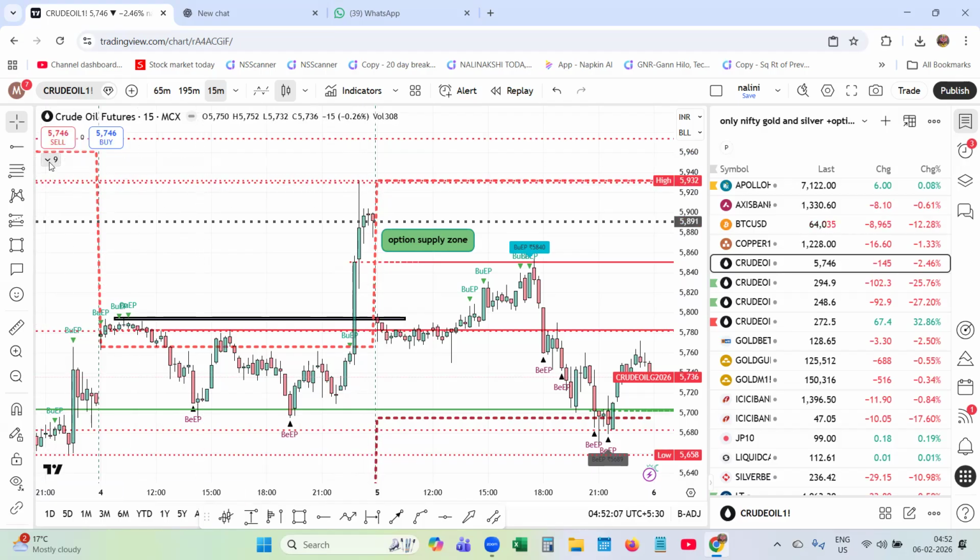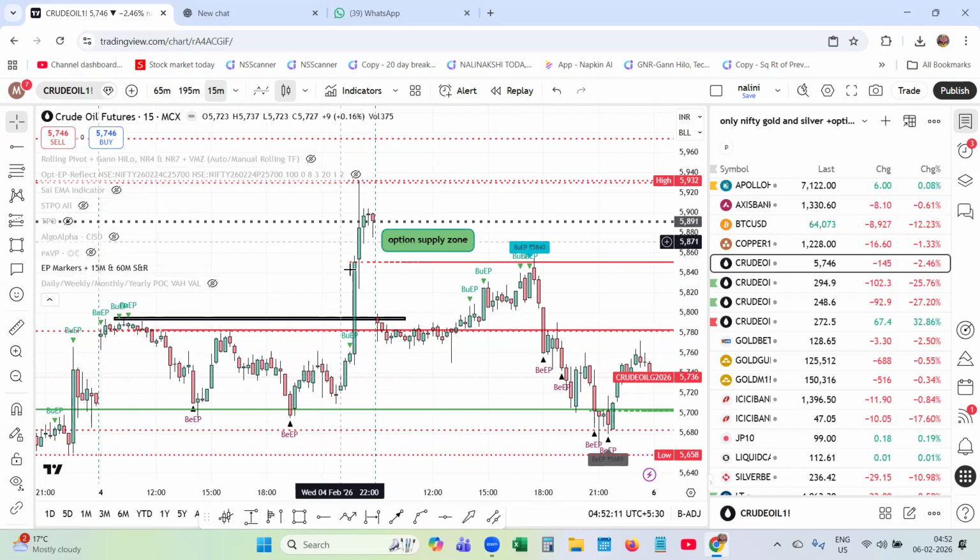Let me hide this indicator. This was a manipulative move to the top, and these are the levels marked by the EP. The next day, what happened is a gap down. It gaps down in the market in the Asian session in the morning, and you start seeing bullish EPs forming over here.